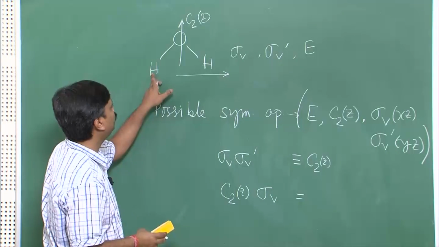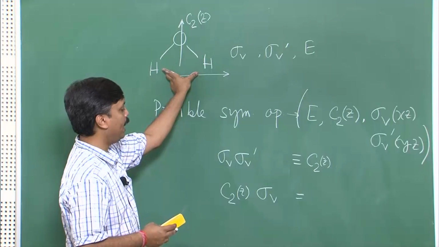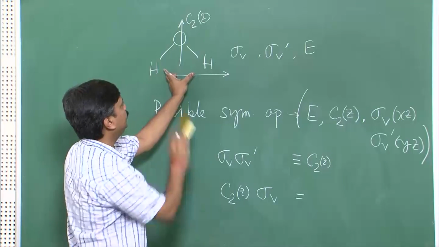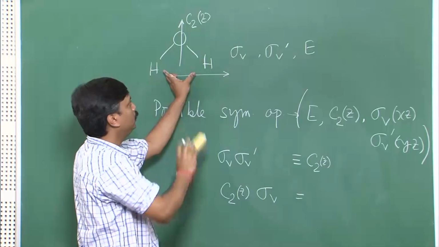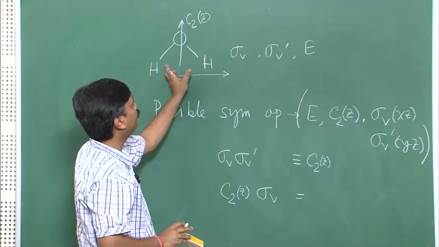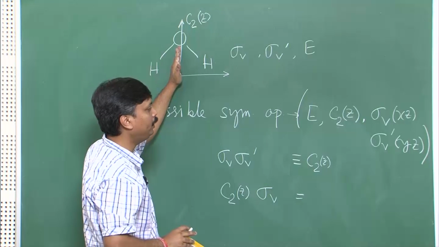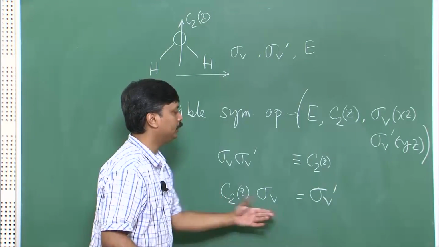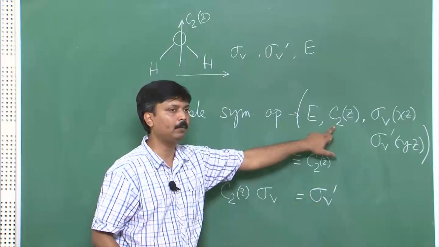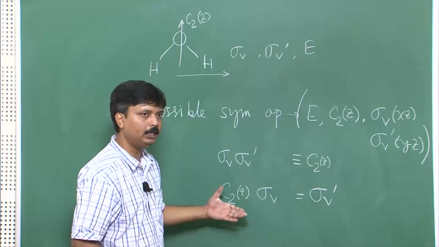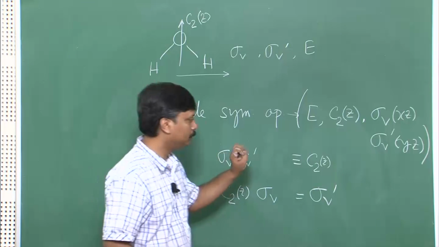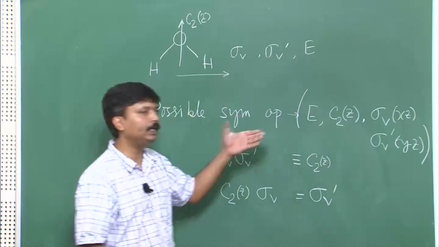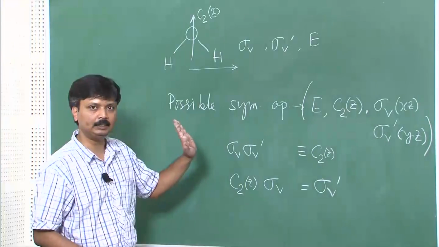So, what you will see, C2 will just rotate this structure here, and sigma v, which we have written like sigma v xz, is just the molecular plane, so it will not do anything. So, this is as good as the effect of the other sigma plane, that is sigma v yz or sigma v prime. So, the effect of this combination will produce the sigma v prime, which is already a member. So, if we keep on trying different combinations, we will see it will produce some symmetry operations which are already a member of this set. That means this set is closed. So, closure property is satisfied.